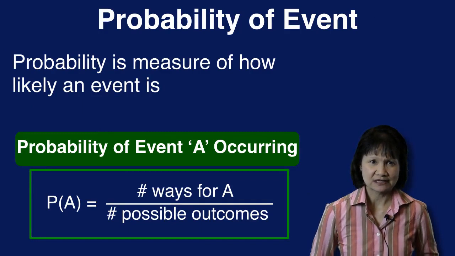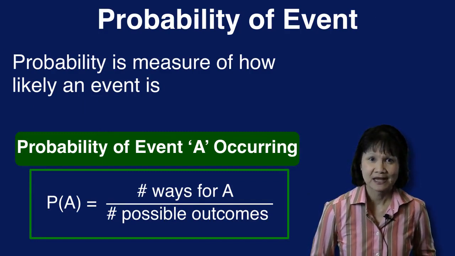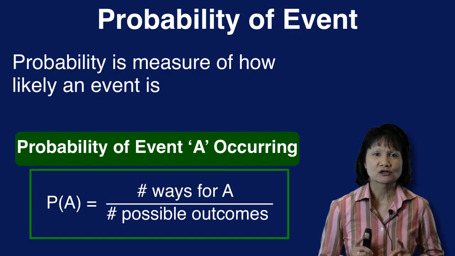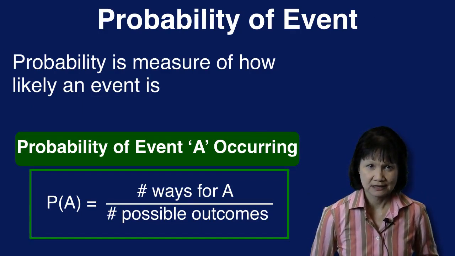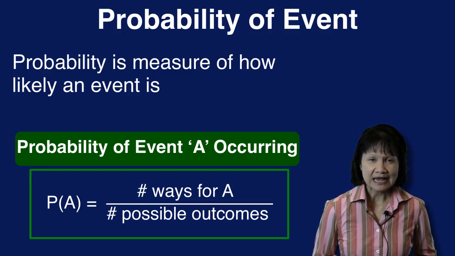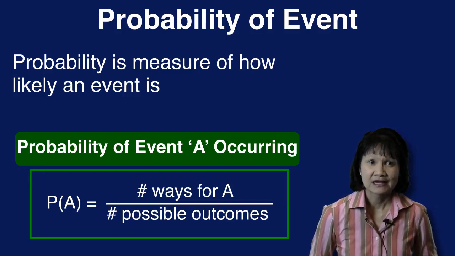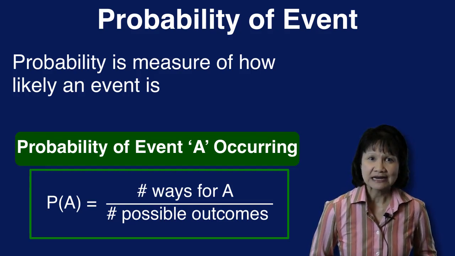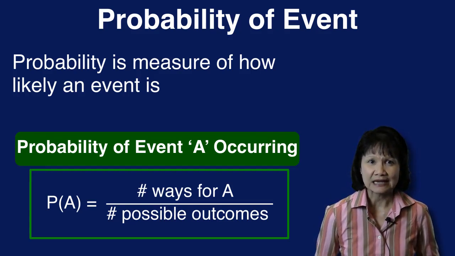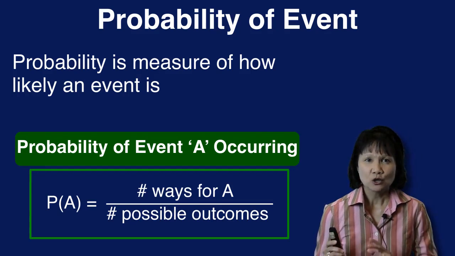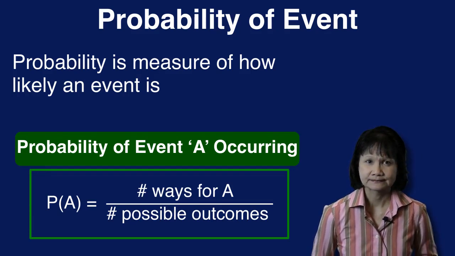Before we look at naive Bayes in more detail, let's first start with some background on probability. Probability is the measure of how likely an event is. The probability of an event A occurring is denoted P and in parentheses A. It is calculated by dividing the number of ways event A can occur by the total number of possible outcomes.